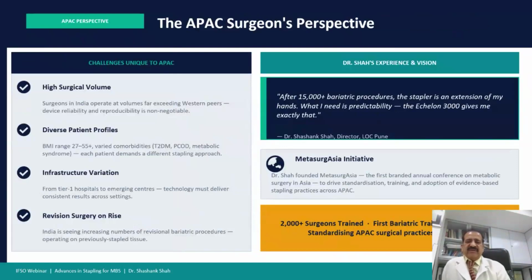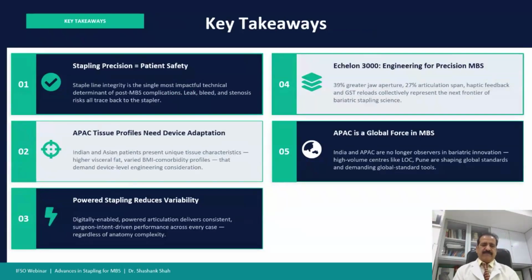So after more than 15,000 procedures, I believe that the stapler is an extension of my hands. All the suturing is done with staplers except maybe for the enterotomies, but there could be totally stapled closure as well. Staples save time, minimize bleeding, and there is early recovery. I believe the incidence of leak has definitely reduced because even a junior can fire a stapler, and I believe that stapling advances have definitely advanced metabolic and bariatric surgery and made it much safer. Stapling precision, choice of stapler, choice of the type of gun, maybe powered gun, articulated gun, AI feedback, tactile feedback, probably all together can make metabolic and bariatric surgery much safer.